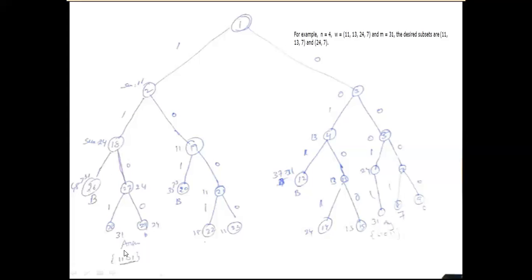So here the 28th node is one of the answer nodes. It is an answer node because it satisfies the criteria function. The sum of the first element, second element, and fourth element is equal to 31. One of the answer nodes is 28.